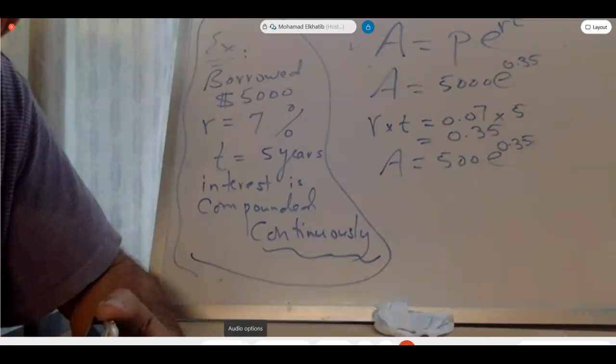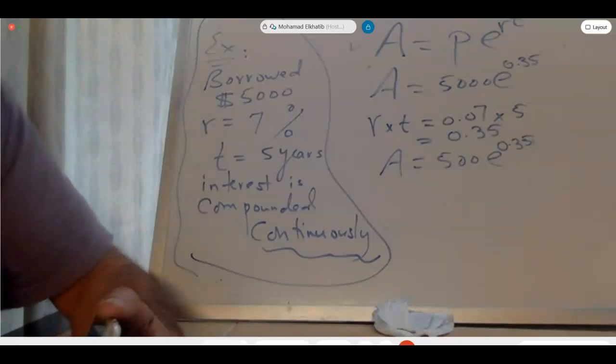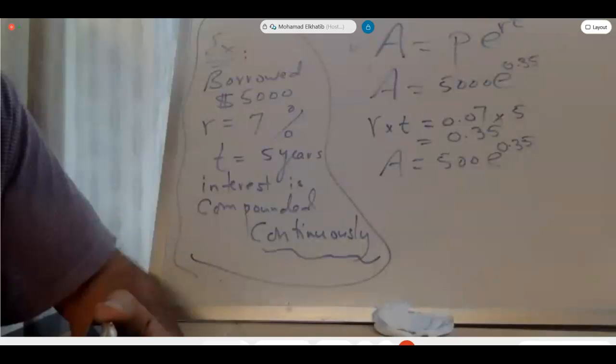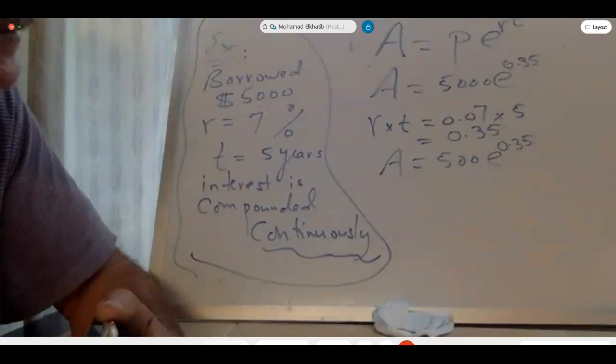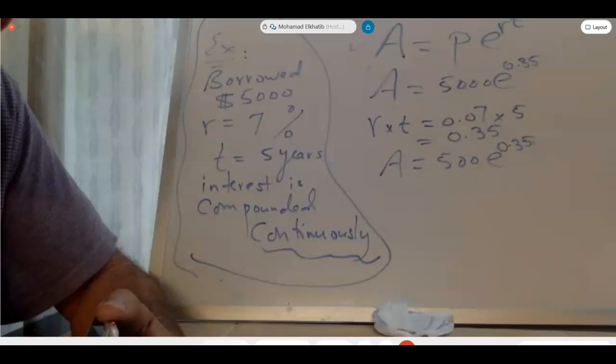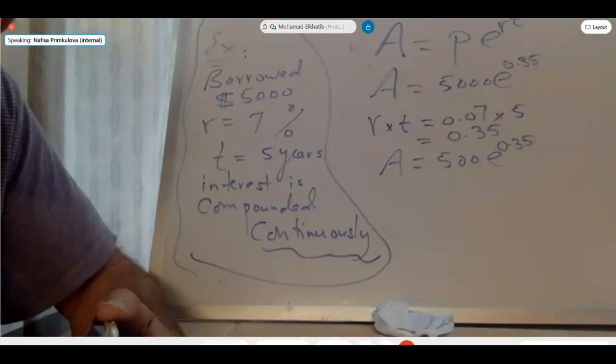Do you see it now? Take your time, because if you don't see it, we're going to have a problem understanding interest compounded continuously. Do you see it? I don't see. I can't find. But I can dictate for you.